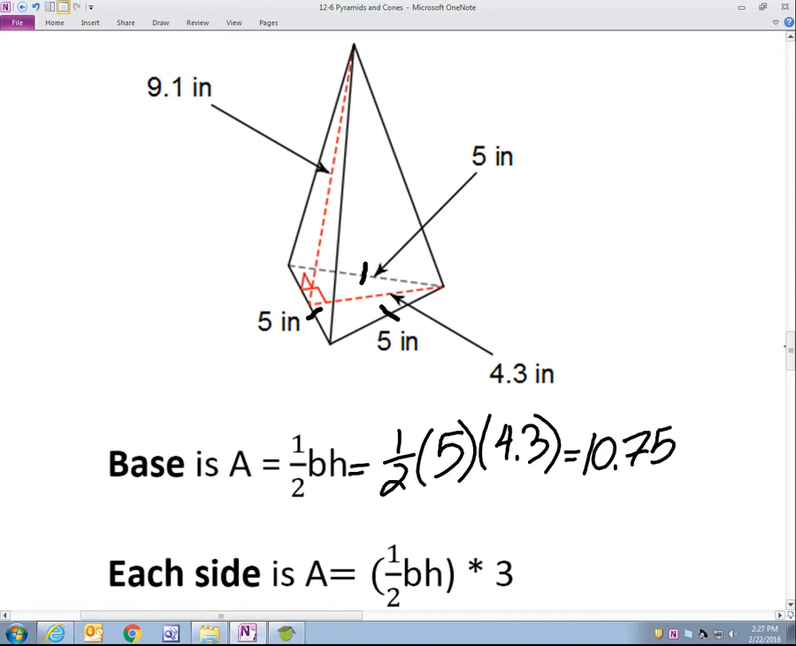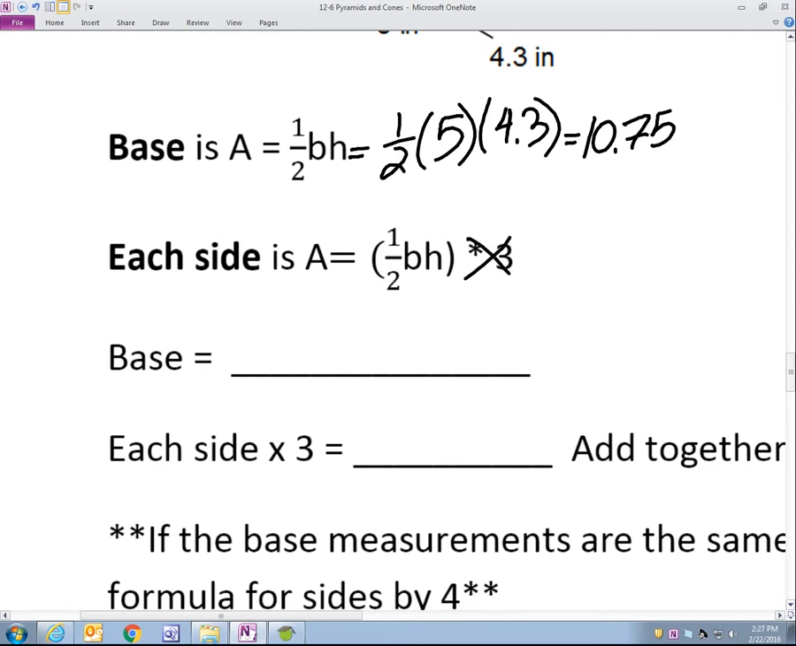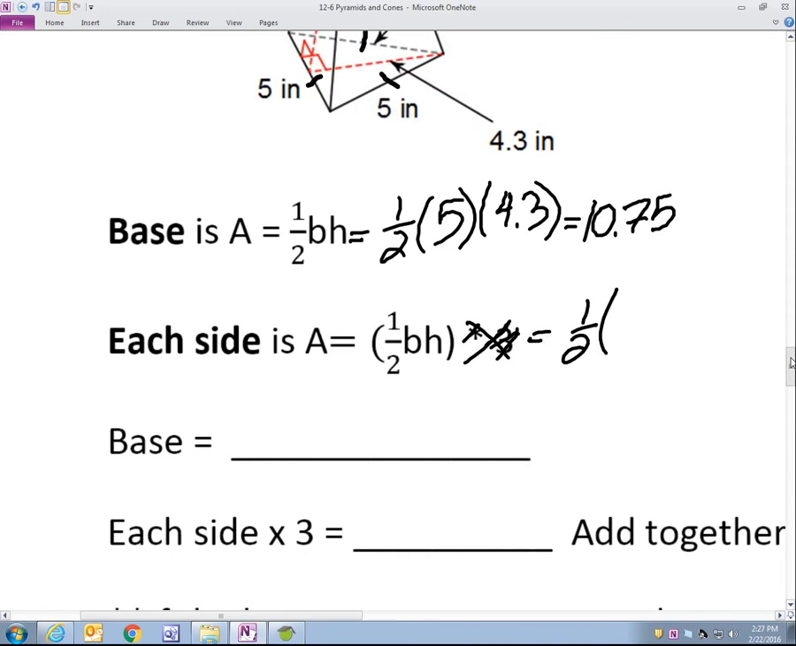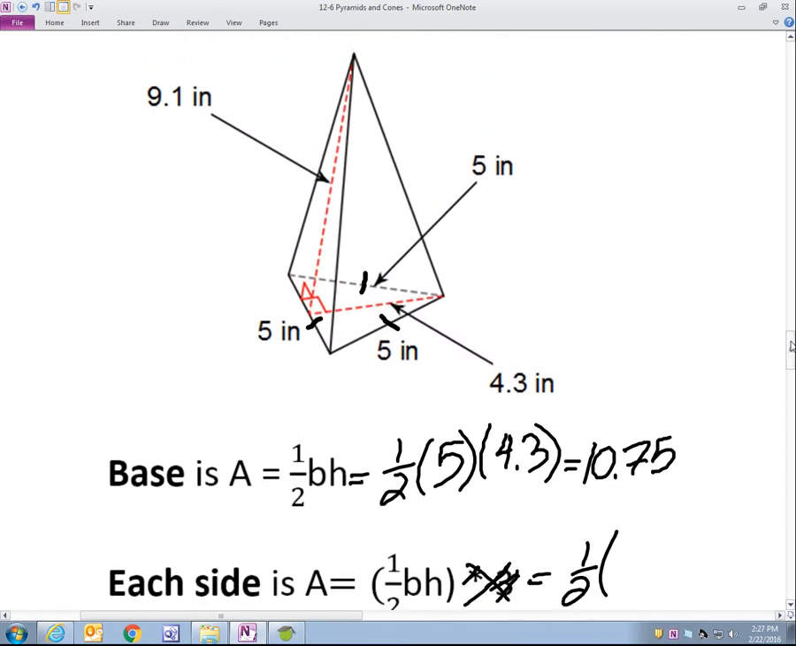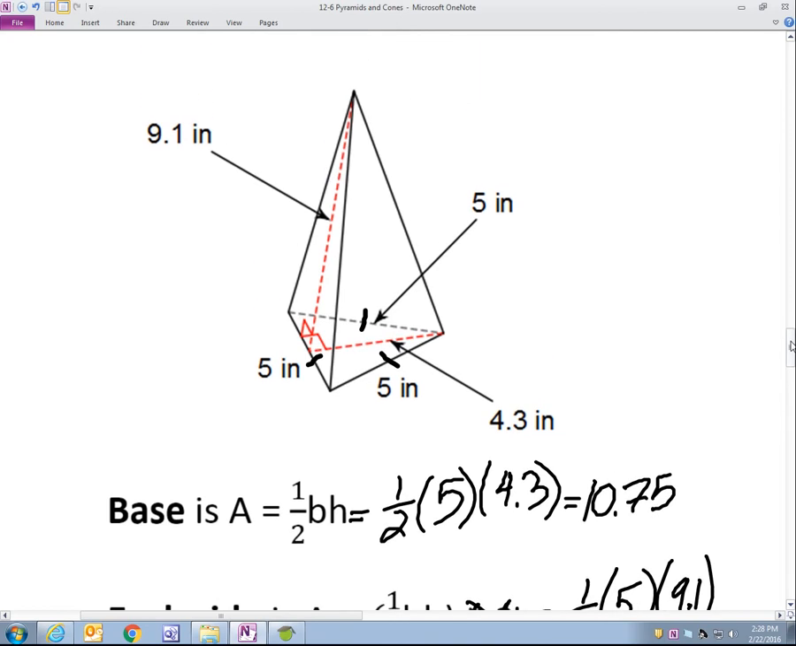That's why it says each side is the area 1/2 base times height. So I have 1/2 base times height. What's my base in this situation? 5, yes. And my height in this situation, my slant height it's called, is 9.1. Remember, the slant height is not from the middle.